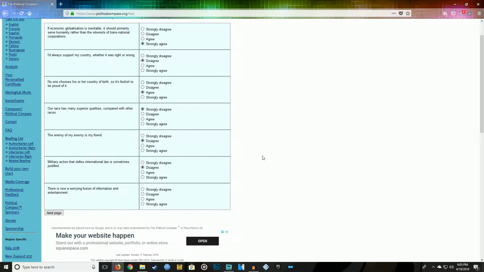There is now a worrying fusion of information and entertainment. I don't know if it's a worrying fusion of information and entertainment. I think that there is a fusion happening, and sometimes it is tough to tell what is actually what in this situation. I hate that sentence. There's a lot of things that I don't like saying. It's tough to tell if the information is accurate. I'll put it like that.